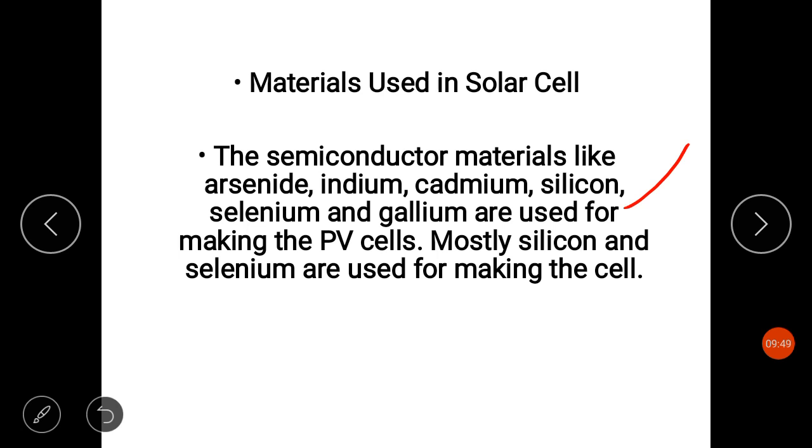So this was all about the construction and working principle of the photovoltaic cell. In my next lecture, I'll be discussing the VI characteristic of the photovoltaic cell.